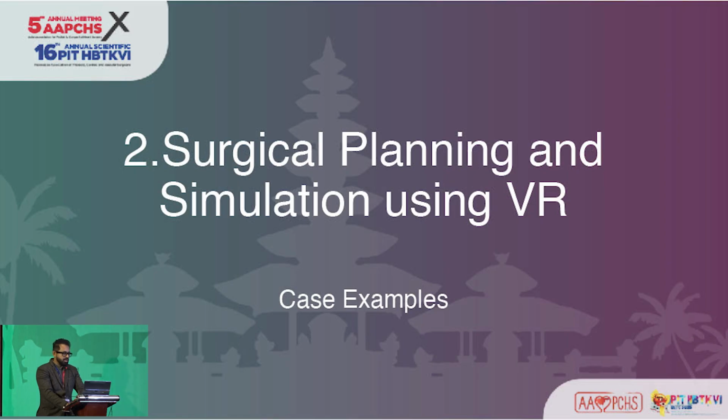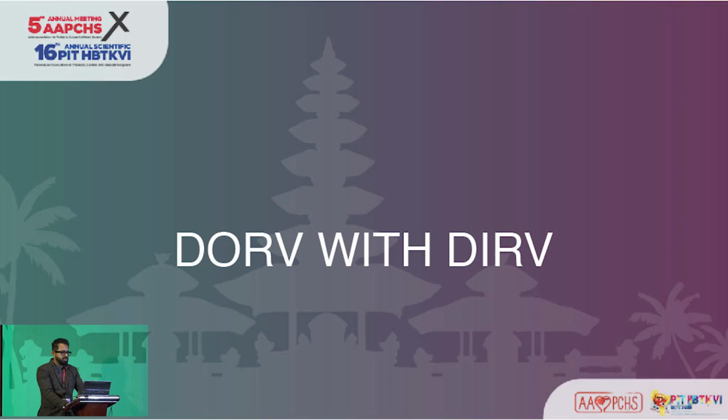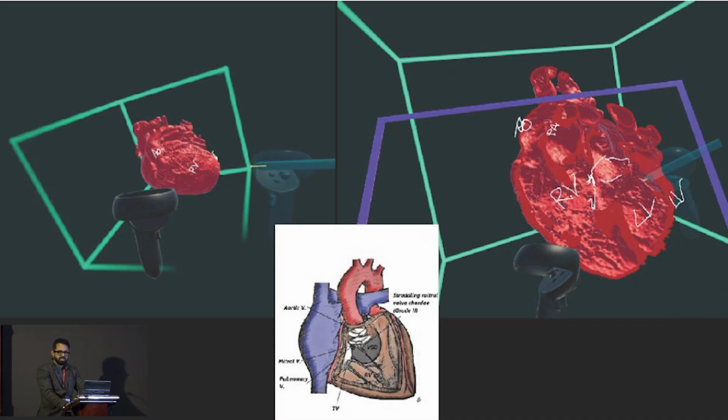How can we use VR to plan the surgery? Here are a few case examples. This is a case of double outlet right ventricle with a double inlet right ventricle. By that, what I mean is you can clearly see the parallel malalignment of the outlet septum, and there was a grade 2 straddling of the mitral valve chordae into the rightward aspect of the interventricular septum.